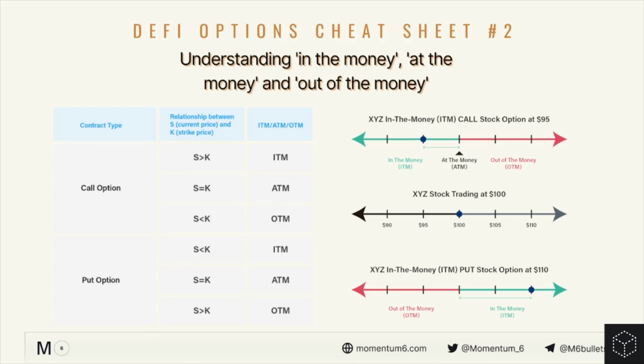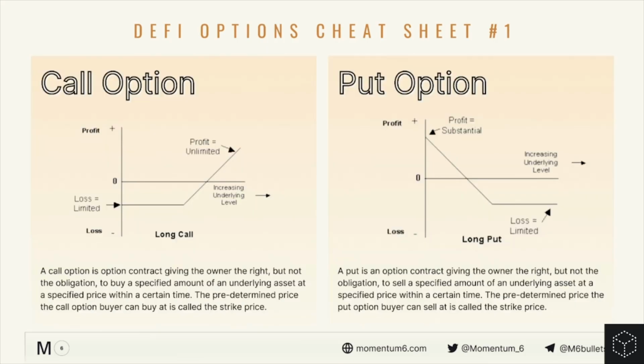And the put option is the exact opposite. If you think the price is going to go down in the future, you're going to want to open up a put option, and you're going to be in the money in this case if the current price is less than the strike price. So going back to the previous slide, we can see that on a call option you get some profit if the market price is higher than the strike price, and then the opposite on the put option. They're just inverse of each other.